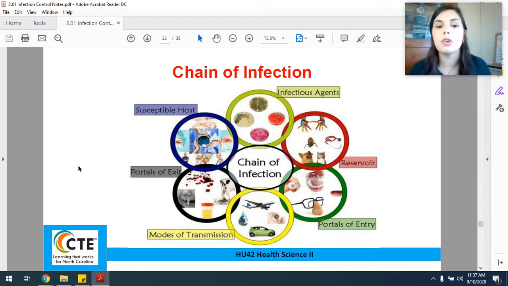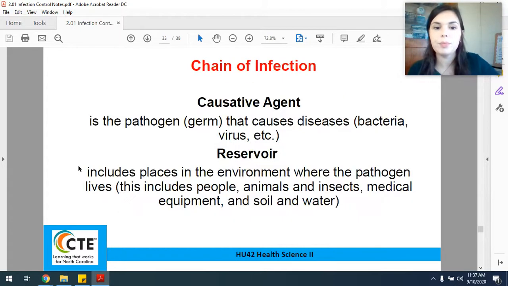Then you have the mode of transmission. How is it being transmitted throughout the body and to the next person? Then it finds its portal of exit, its way to escape, either through the mouth when we sneeze or by our blood or something that we touch. And then it goes to the next host, and the chain just continues to cycle.